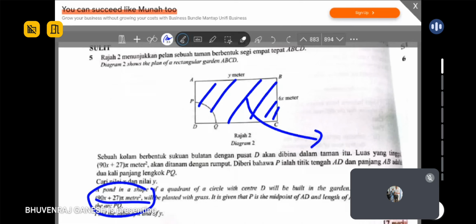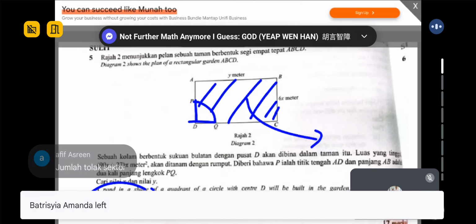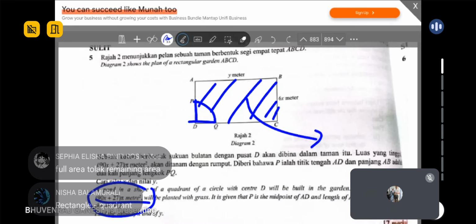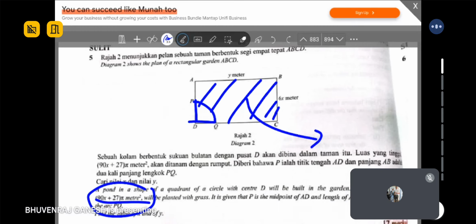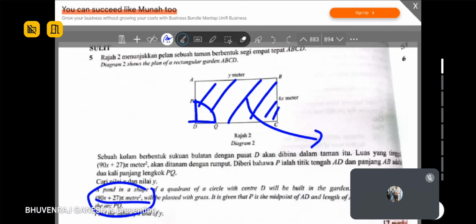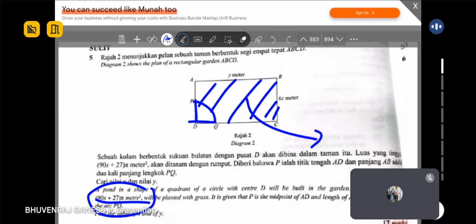Yes. Kecil tu adalah sector guys. This one is a sector. So the concept is kamu guna yang besar, tolak kecil. Betul? Yes. You take the total area minus the area of sector. Correct. Okay, so total area. May I know what is your answer guys? Apa jumlah luas bagi kawasan ni? What will be your total? Jumlah luas. Yes. Okay, 6xy. Correct. What is your area of sector guys? Apa nilai untuk sektor kamu?